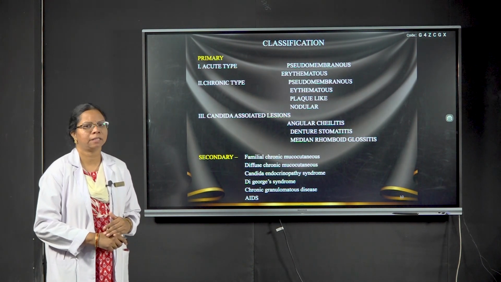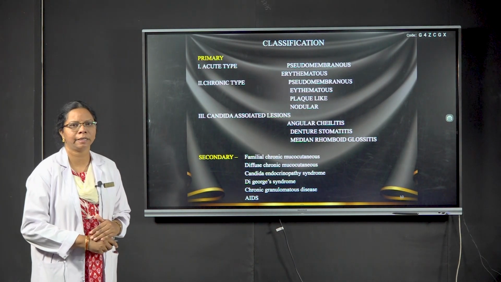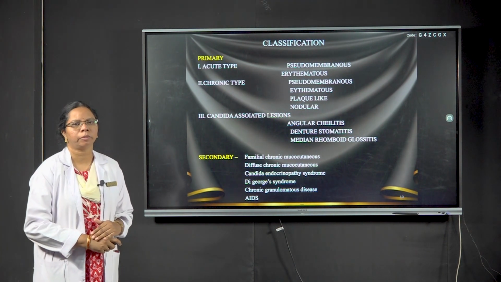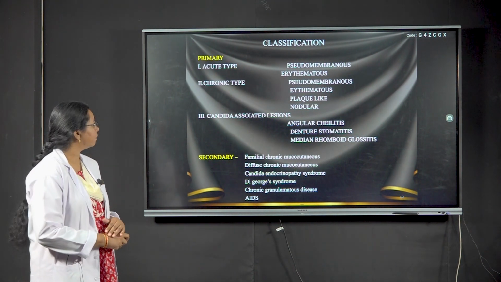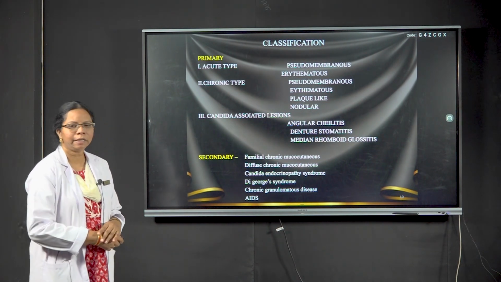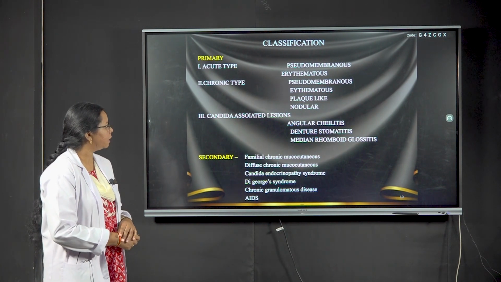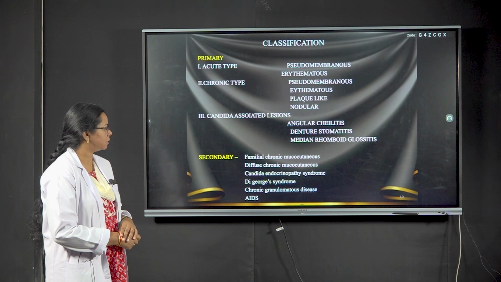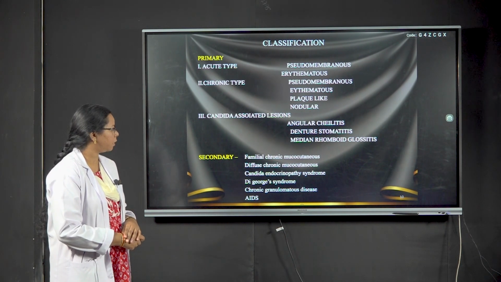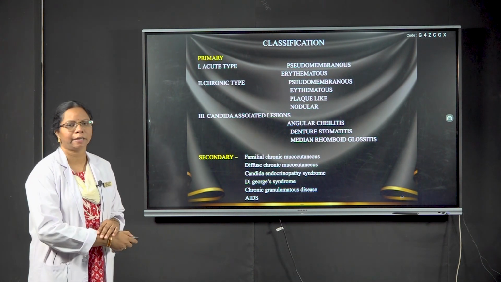Chronic candidiasis is subdivided into pseudomembranous, erythematous, plaque-like and nodular candidiasis. Angular cheilitis, denture stomatitis, and median rhomboid glossitis are considered as candida associated lesions. And under secondary candidiasis, familial chronic mucocutaneous candidiasis, diffuse chronic mucocutaneous candidiasis, candida endocrinopathy syndrome, Di George syndrome, chronic granulomatous disease, and AIDS are included.